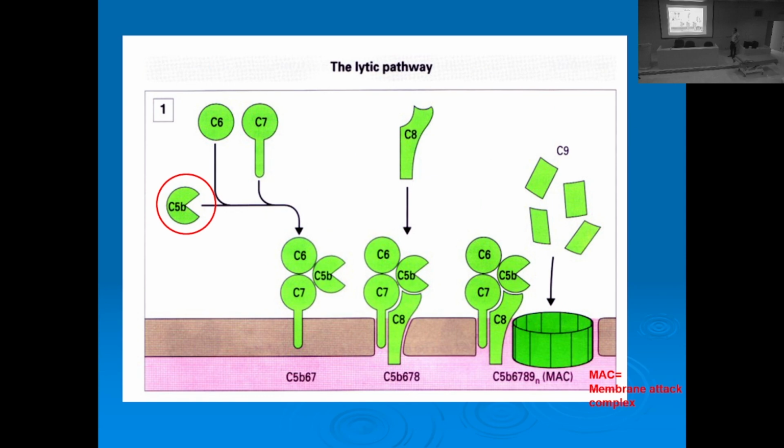So we have C5b, which will interact with C6, C7, C8, and lead to the formation of C9, the last component of the complement, which is the membrane attack complex, which is like the perforin I have just described. They will create a hole within the target cell, which is a bacteria. And when you create a hole, there is an osmotic exchange, and the bacteria will be lysed. Okay? Lysis of the bacteria.